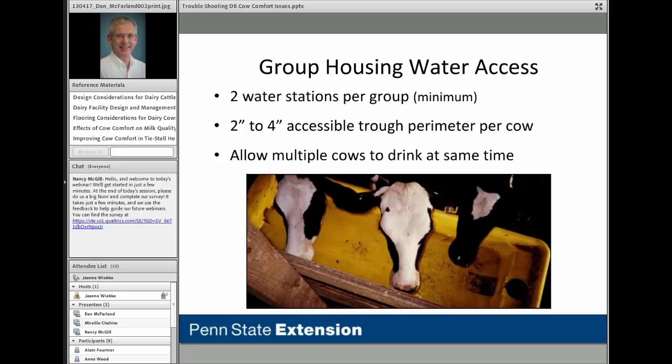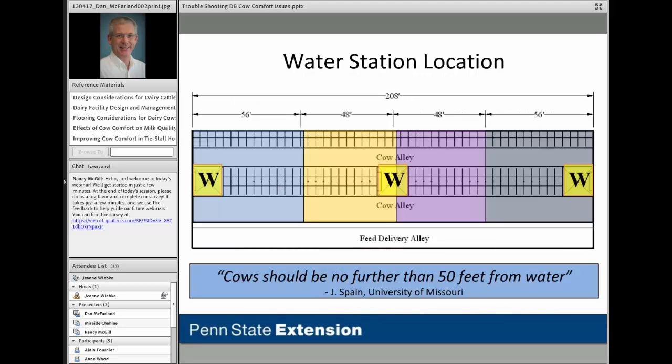Water access is important, at least 2 water stations per group, 2 to 4 inches, preferably in the range of 3.5 to 4 inches of accessible trough perimeter. I like to see troughs used rather than individual bowl units, simply because more cows have the opportunity to drink at the same time. A good place to put these waters is in the crossovers so that as they're going to the resting area after they eat, they have good access to water.